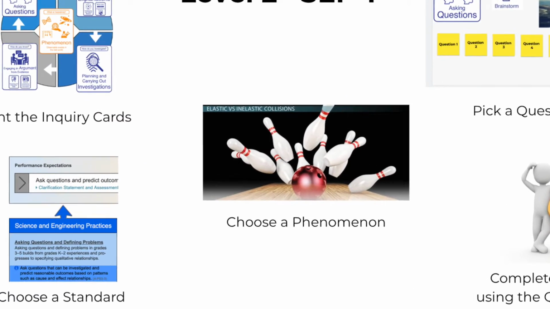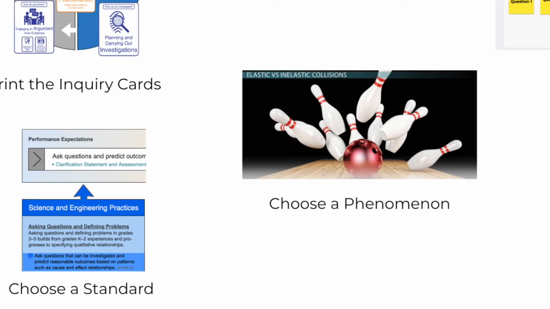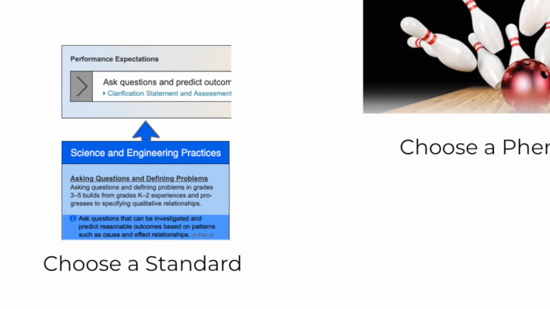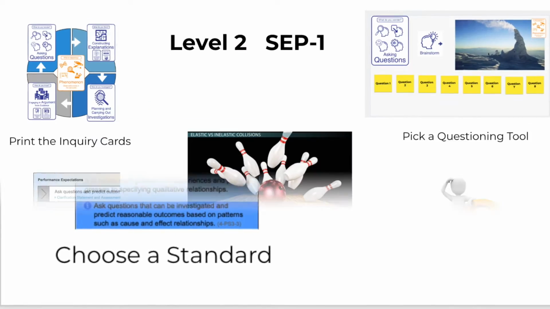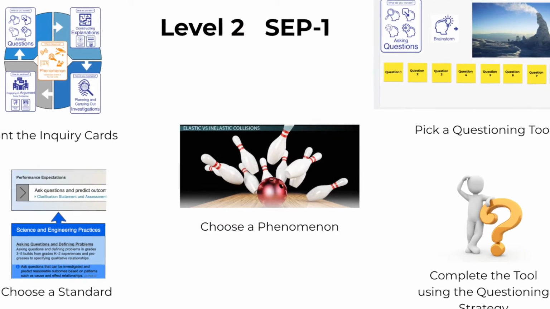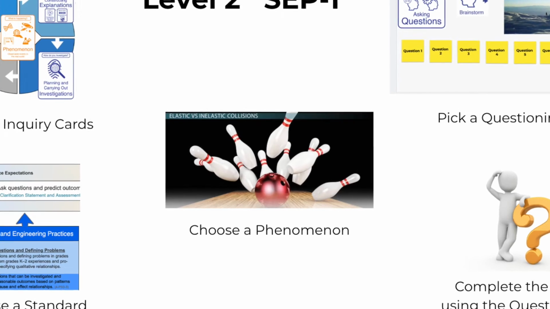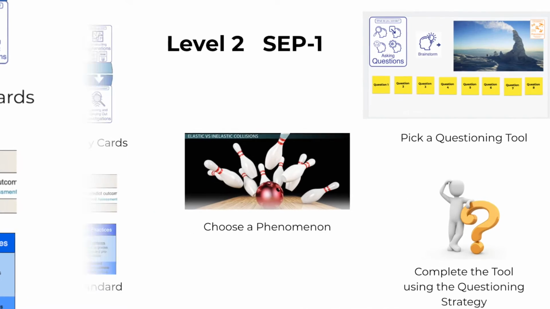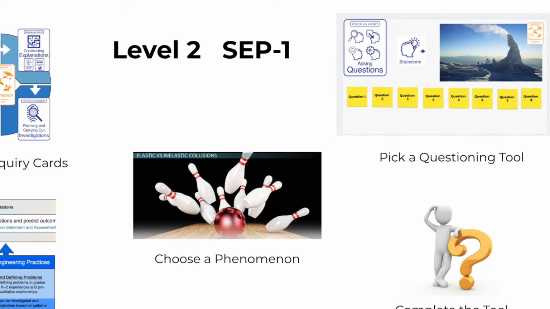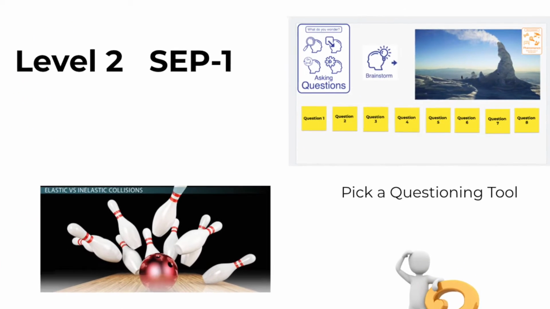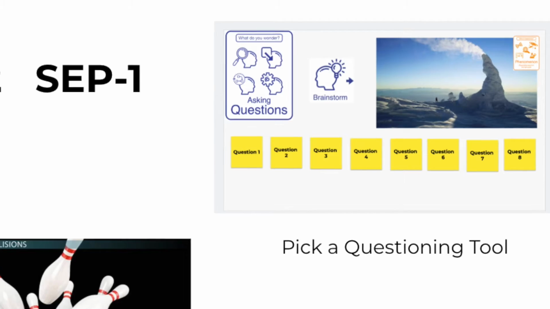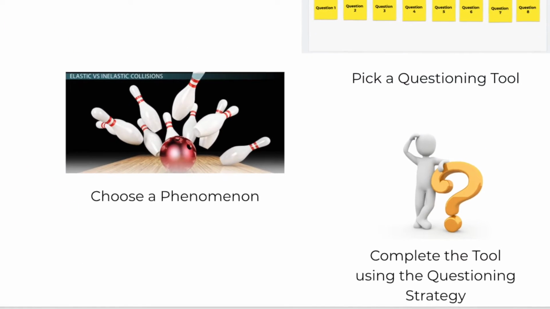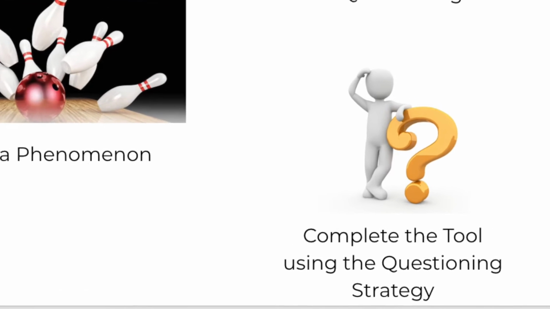Go to the NGSS standards and find a standard that includes the science and engineering practice, asking questions and defining problems. Then you need to choose a phenomenon that's going to get the kids wondering. This phenomenon should be related to the standard that you chose. Now pick a questioning tool that you will be using with your students. This is the tool that you will be practicing with in level 2. Finally, use the questioning strategy to complete the tool you have just chosen.